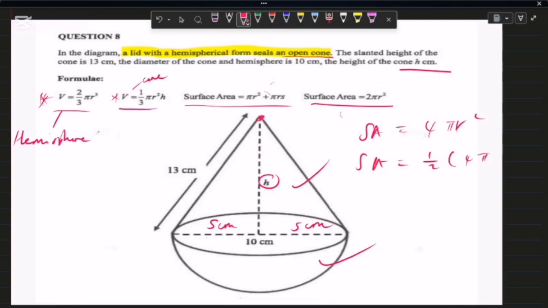With that being said, 4 will be divided by 2, and we end up with 2 pi r squared. This is the total surface area of a hemisphere. This is the equation that matches with this one, so we can conclude that this is the surface area of a hemisphere.